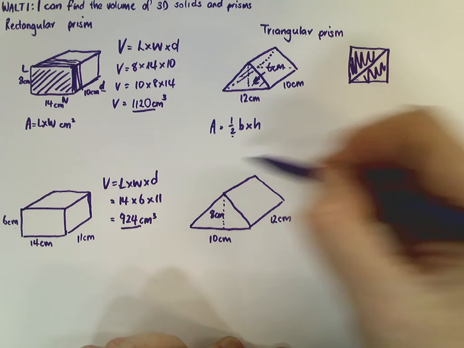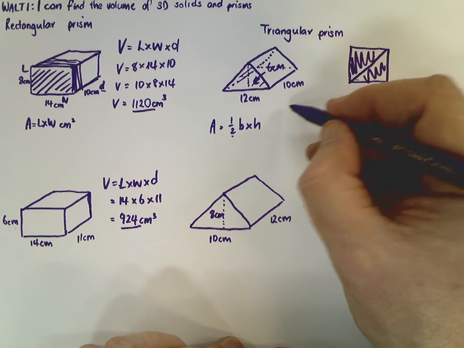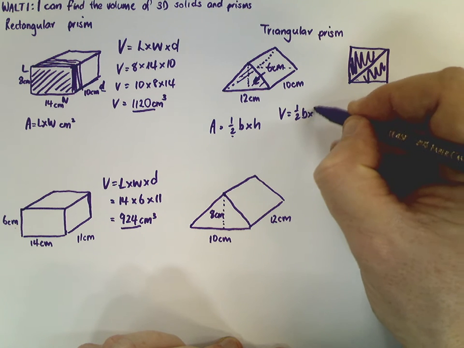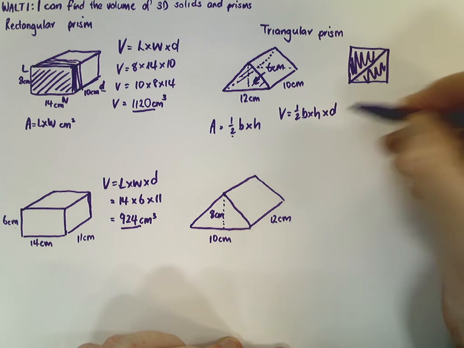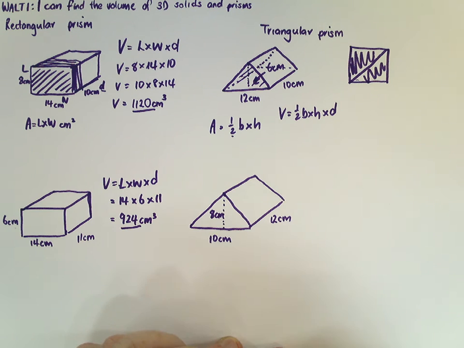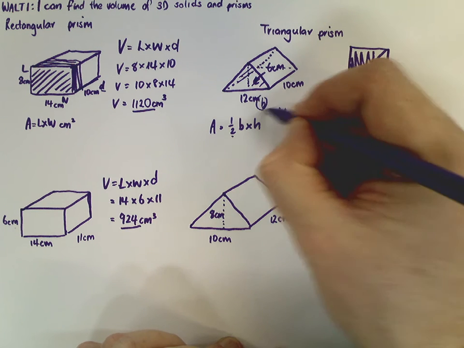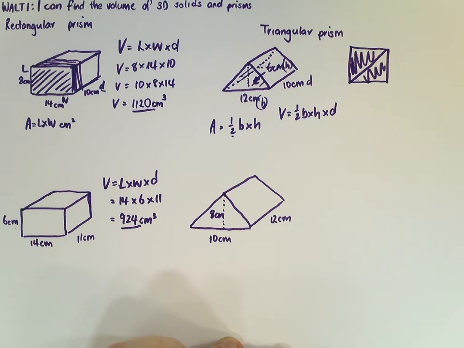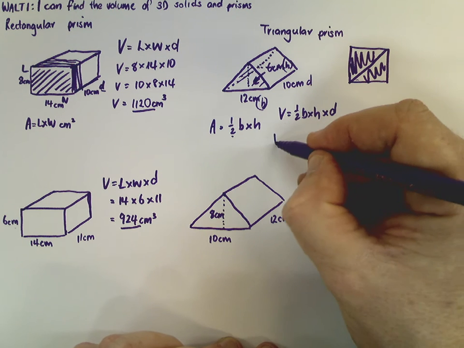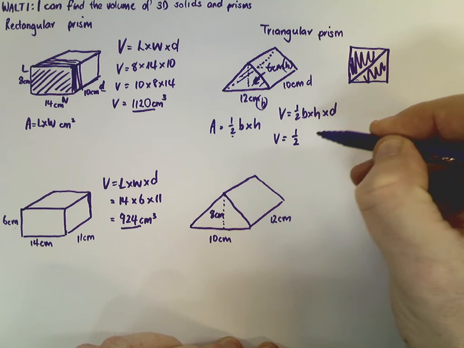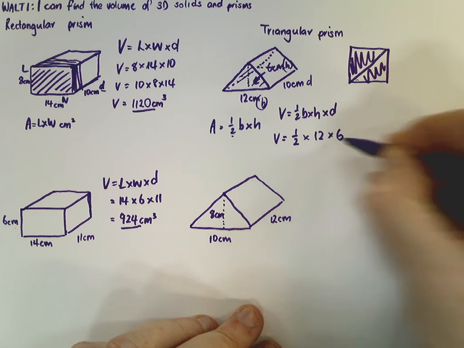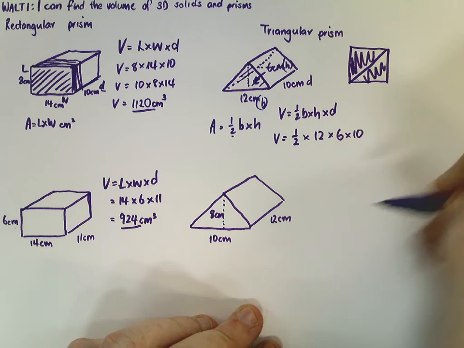And, of course, if this is area, if we want the volume of this shape, well, all we've got to do is find the area, once again, and then times it by how deep our shape is. So if we have a look, this would be our base, this would be our height, and of course this would be our depth in this particular question. So let's put in what we know. V is equal to a half, must not forget that, times my base, which is 12, times my height, which is 6, times the depth, which is 10.